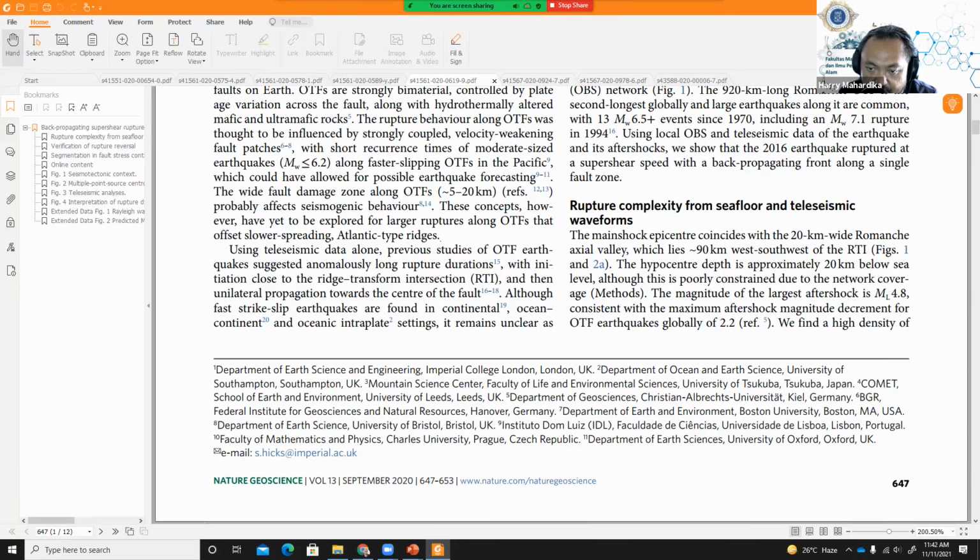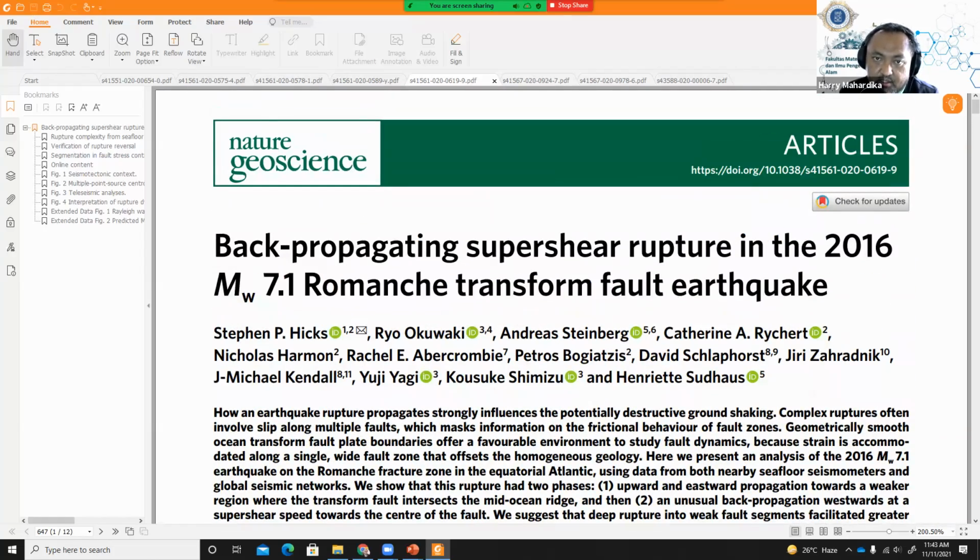Department of Earth and Environment, Boston University. So even Boston University has an Earth and Environment department. Then Department of Earth Science, University of Bristol, and then the Faculdade de Ciências, Universidade de Lisboa from Portugal, and the Faculty of Mathematics and Physics from Charles University in the Czech Republic, and the last one is from the Department of Earth Sciences, University of Oxford, UK.